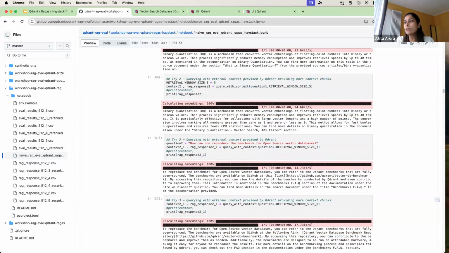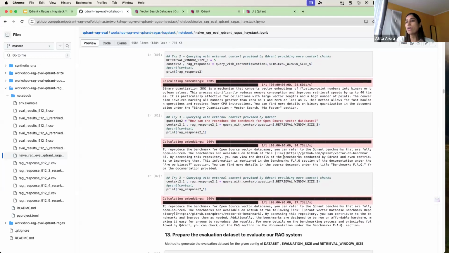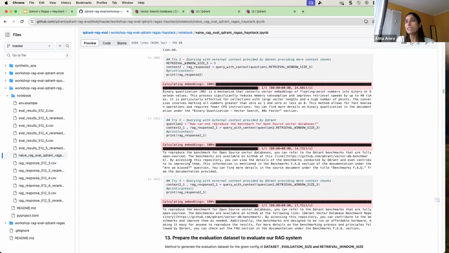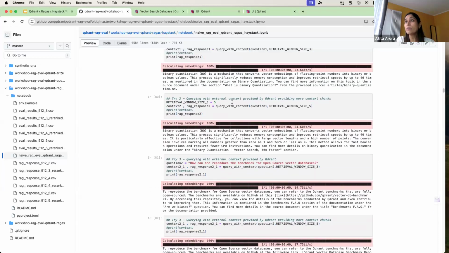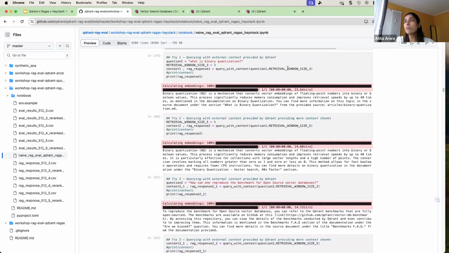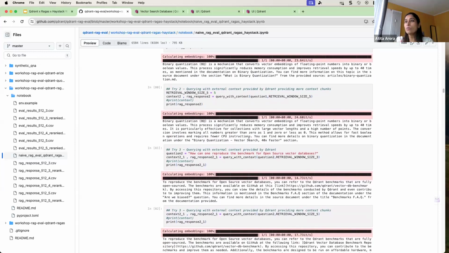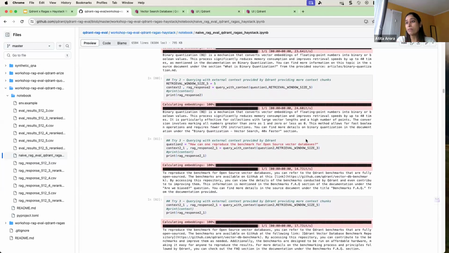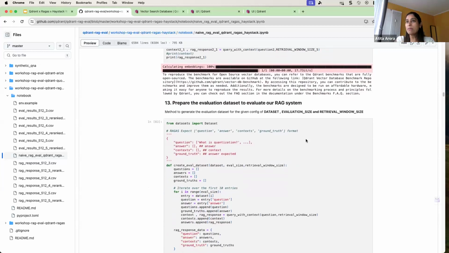I've also tried to include different retrieval window sizes, 3 and 5. As you can see, when you give more context or when you provide more chunks to the LLM, it definitely generates a more comprehensive response. This is very similar to what happened here as well. When we used the retrieval window size of 3, the answer was limited to defining binary quantization. And when we went for 5 chunks, it also added what could be the impact of binary quantization on your RAG pipeline, for example. So that is the impact.